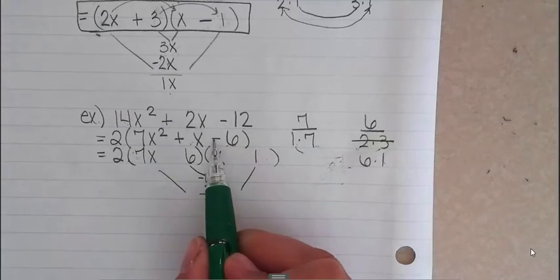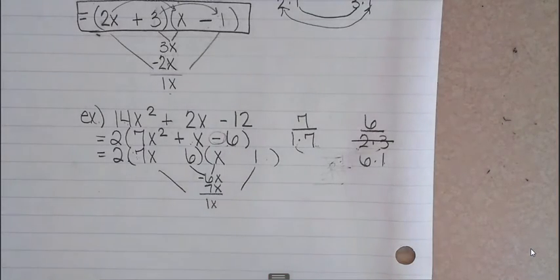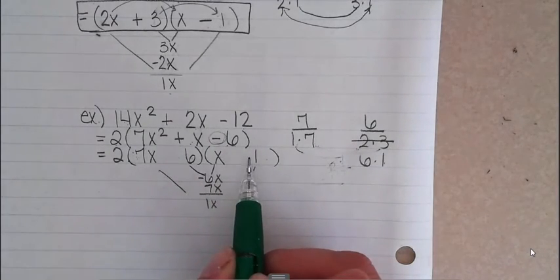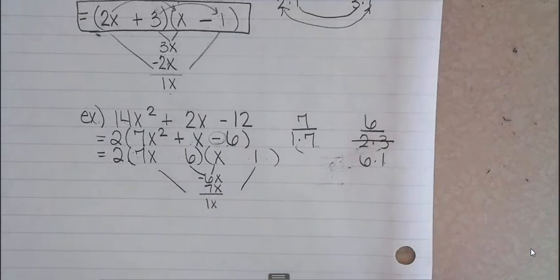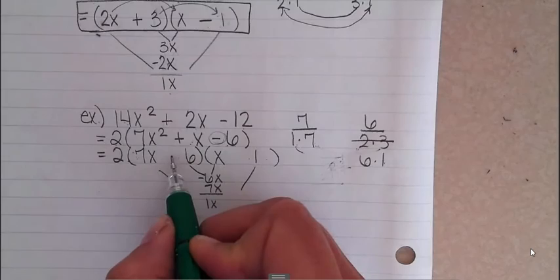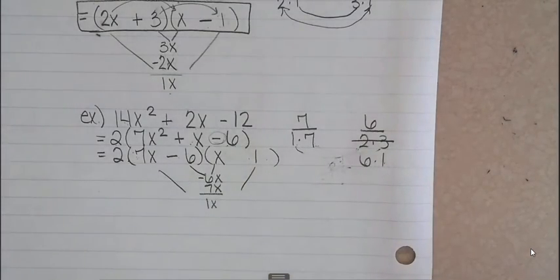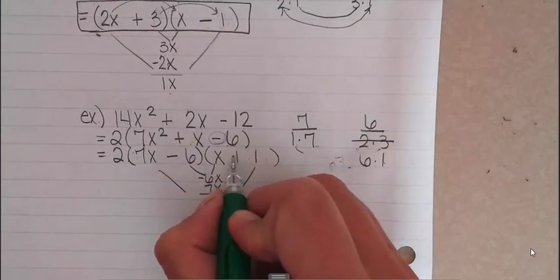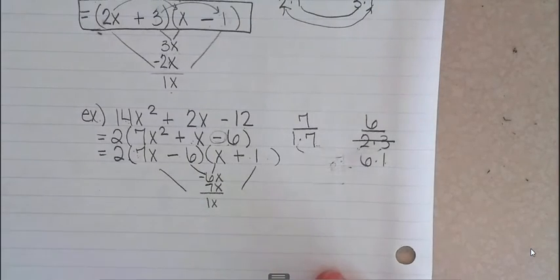And again, I knew it was going to be negative because of this negative sign right here, right? My last two terms have to multiply to give me negative 6. And I want the 6x to be negative, so the negative sign goes in the first binomial. I have completely factored that one.